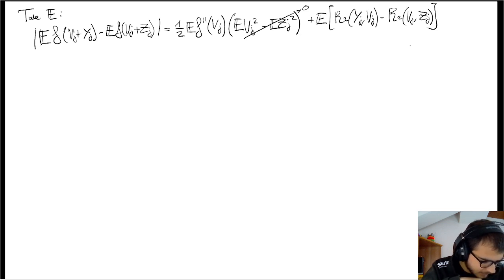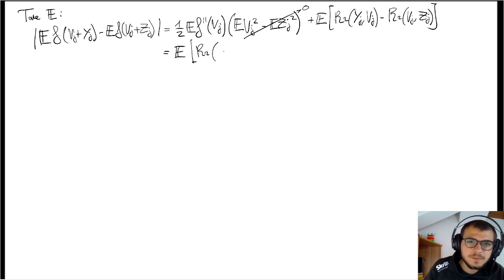Because of the independence of vj, it says, I don't understand how independence is relevant in this expression, but this becomes basically the expectation of the difference of the remainders, because this goes to 0. But let's rewrite it just for muscle memory.